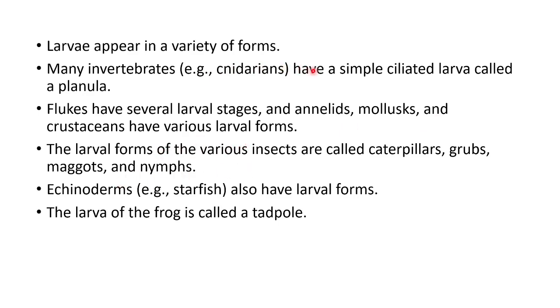In the case of insects, larval forms are called caterpillars, grubs, maggots, and nymphs. Echinoderms, that is the starfish family, also have larval forms. We all know that the larva of a frog is called the tadpole. So several animals have a larval stage.